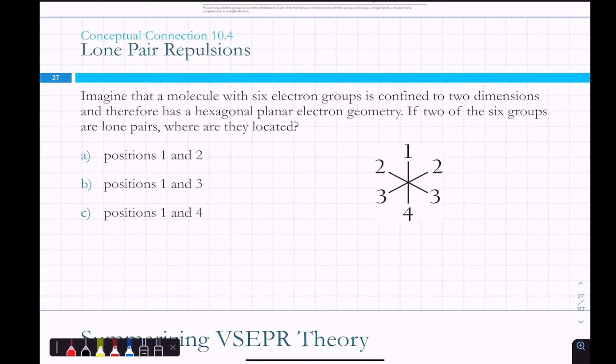So if we had a molecule with 6 electron groups that is confined to 2 dimensions, so it's flat, so hexagonal planar geometry, if 2 of the 6 groups are lone pairs, where are they located? Why 1, 4? As far apart as possible.